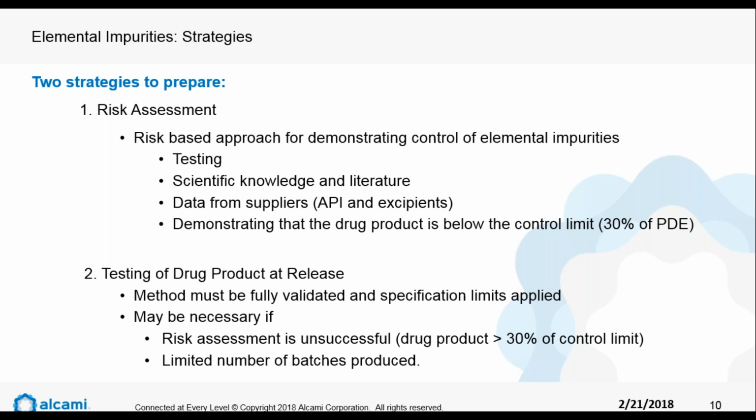And the other reason may be if it's a product that doesn't plan to ever have a lot of batches made. If you're going to make 1 batch a year or something like that, there may never be enough batches created to be able to demonstrate the risk assessment. The alternative would be to start with drug product testing at release for elemental impurities and then over time build up the data to do a risk assessment filing report, to then not have to continue testing.